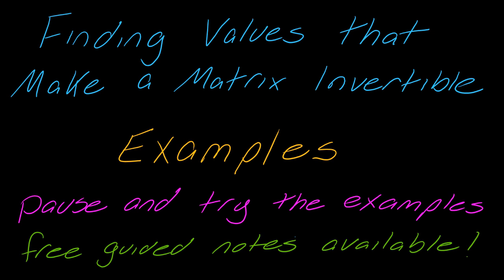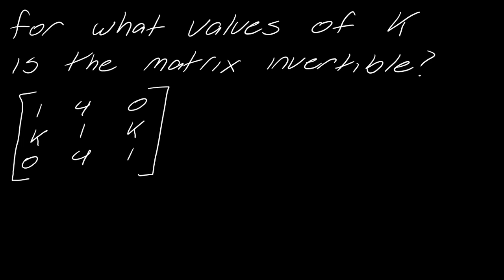So in this video, I'm going to talk about finding values that make a matrix invertible. So I'm just going to jump right into the example. The question is, for what values of k is the matrix invertible? So I have this general matrix, but I have a k here and a k here.